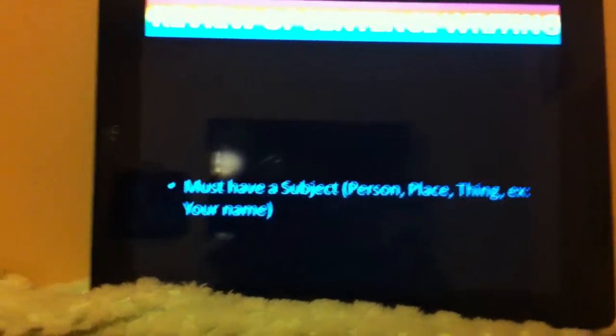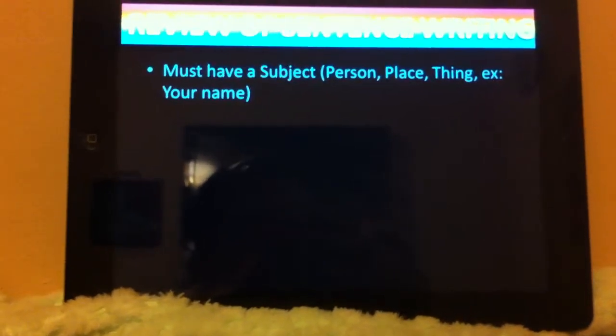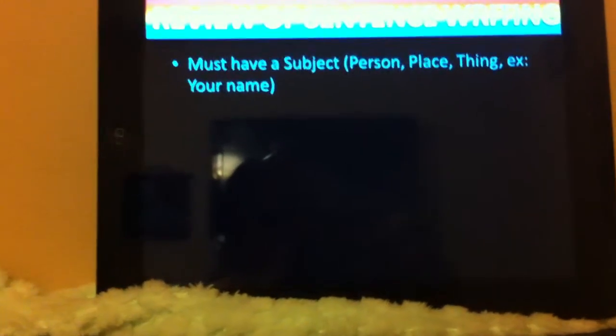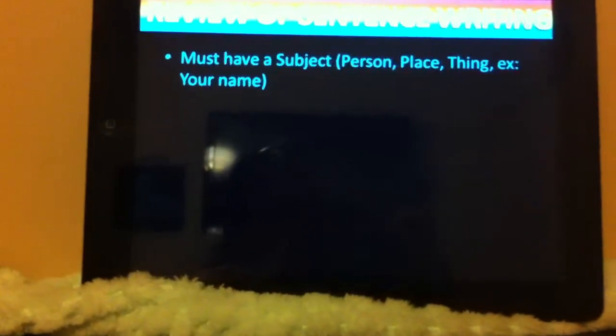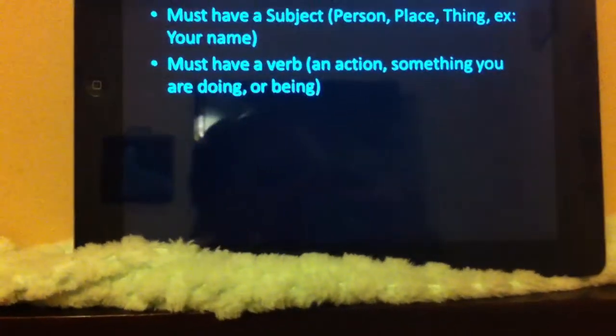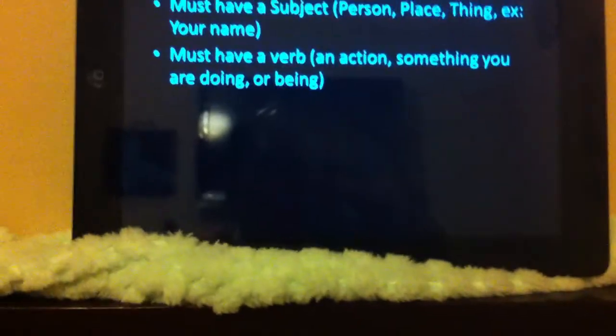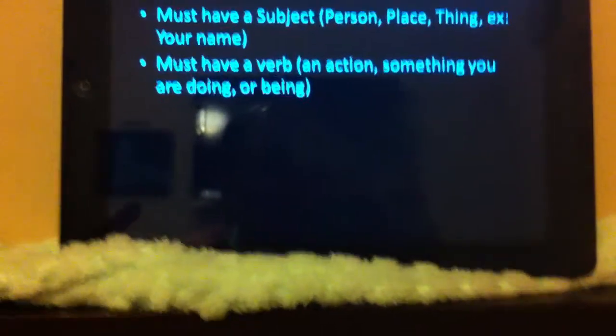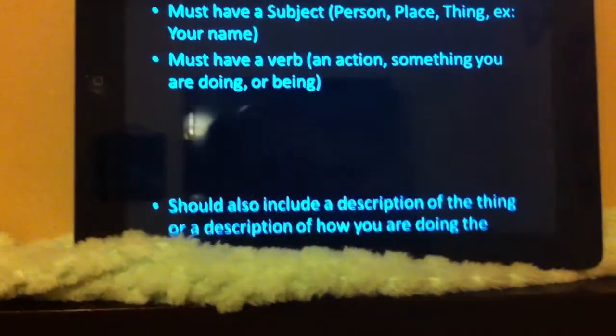Then we can move on to review of sentence writing, and we'll review how to make a really good sentence. First, you have to have a subject, so a person, place, or a thing that you're talking about. In this case, we're going to make sentences about ourselves. So in everybody's sentence, you're either going to have the word I, or you're going to have your own name. You're also going to have a verb in that sentence. And a verb is an action or something you're doing or being. Remember, if you're saying, I am tall, the word am is your action. That also counts as an action if you're being.